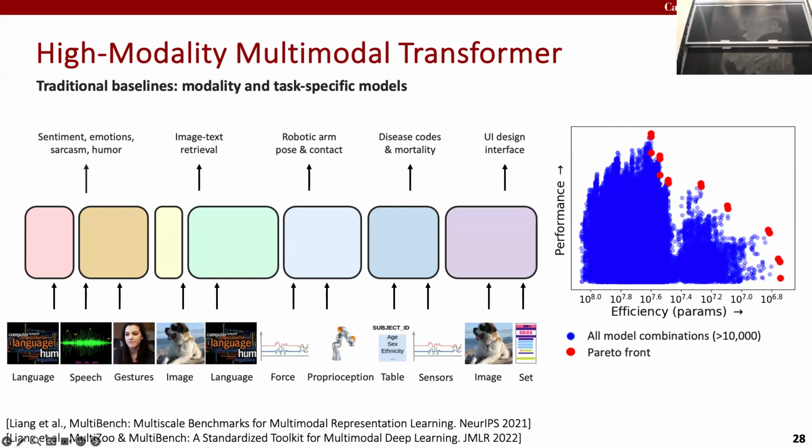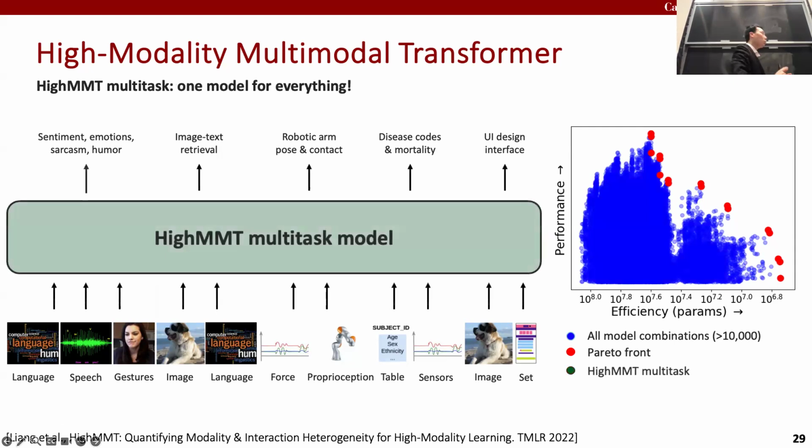And in blue are essentially more than 10,000 combinations of these specialized models for different modalities and tasks, with red being the Pareto frontier. And we can start by training one model. We call this HighMMT, high modality multimodal transformer. Because this model is multitask in nature, you're immediately saving a lot of parameters. Right? You're not duplicating parameters used for all of these different tasks. You're saving as many parameters as you have number of tasks. But the performance is just average. The performance lies within the realm of these very specialized models.